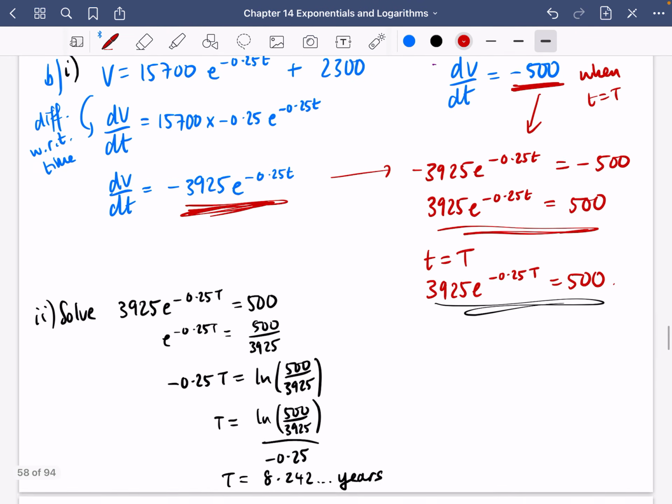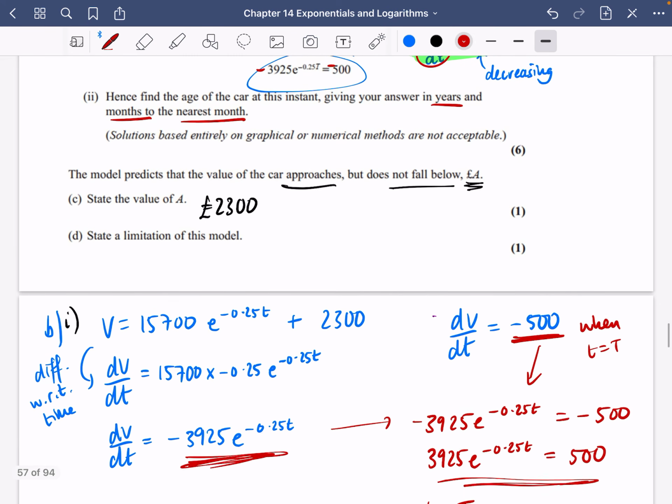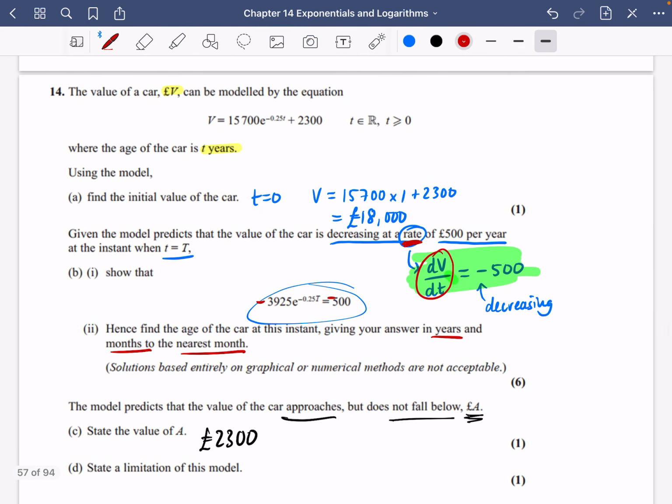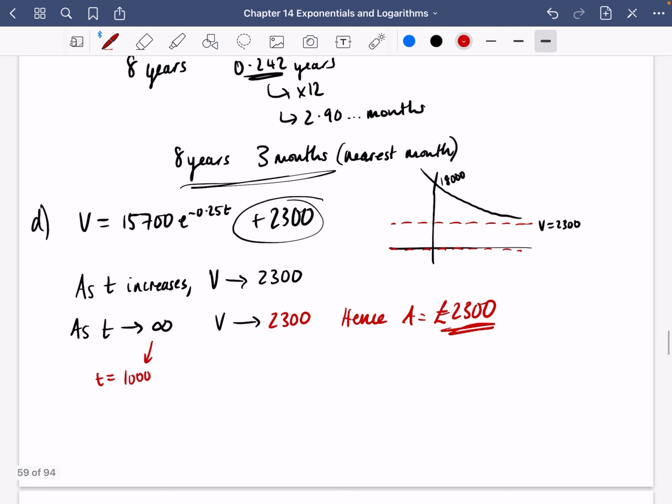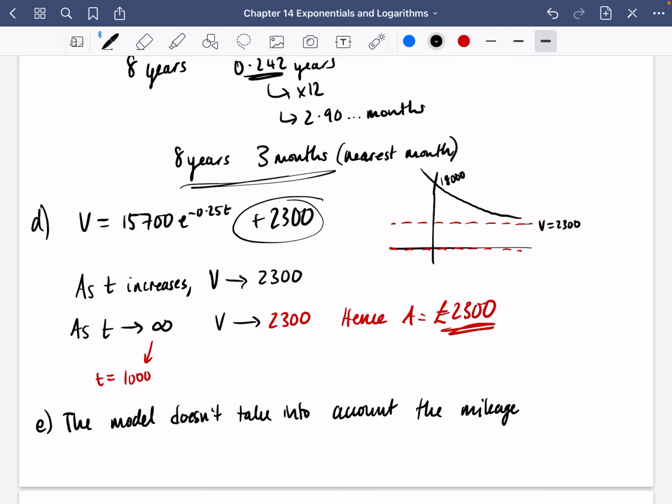The last thing that we need to answer is it says state a limitation of this model. So the model here is just taking into account the age of the car. It's the only thing that it's taking into account. So that's probably not very realistic. So a limitation could be that the model doesn't take into account the mileage or condition of the car. That's one of the things you could say.